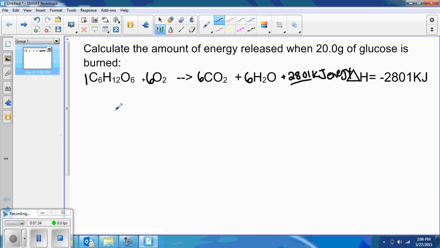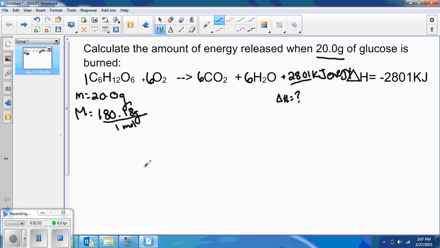So start by writing out the information that we know. So I've got a mass of 20 grams of glucose. My molar mass of glucose, if we calculate that, you should get a value of 180.18 grams per 1 mole. The information that I'm solving for is the amount of energy here. So how much energy is released when 20 grams of glucose is burnt?